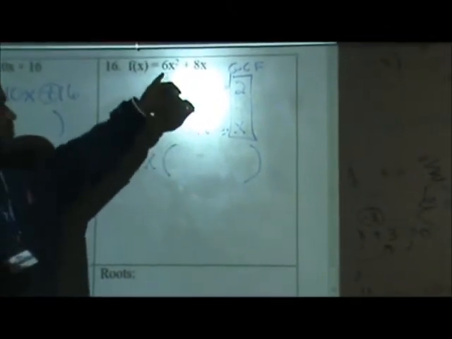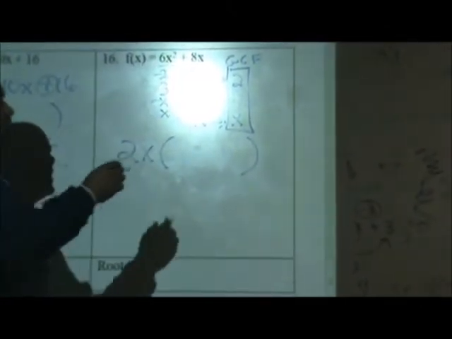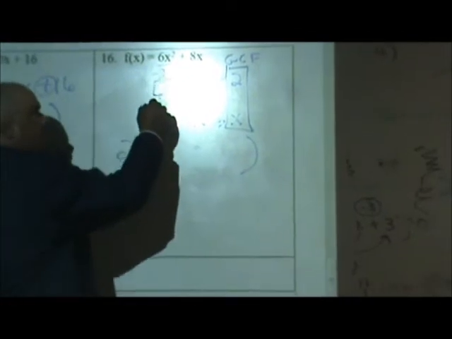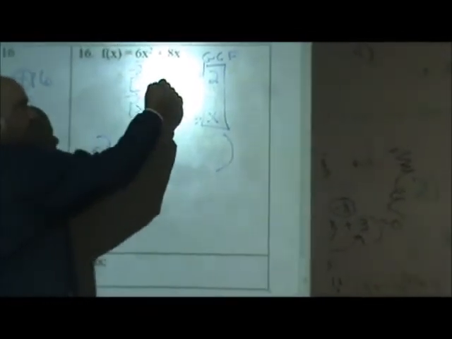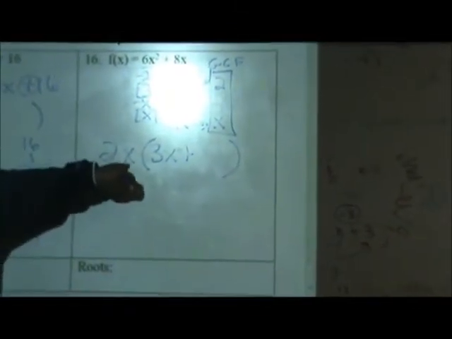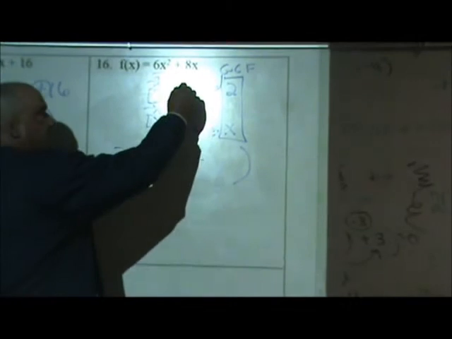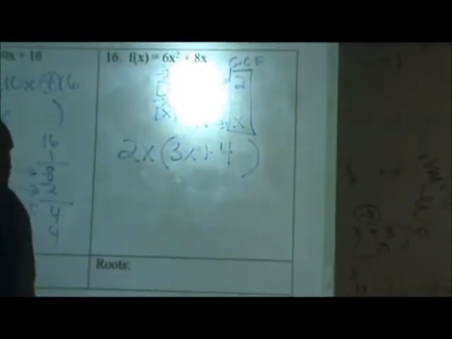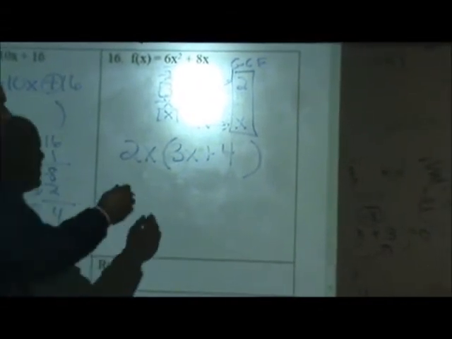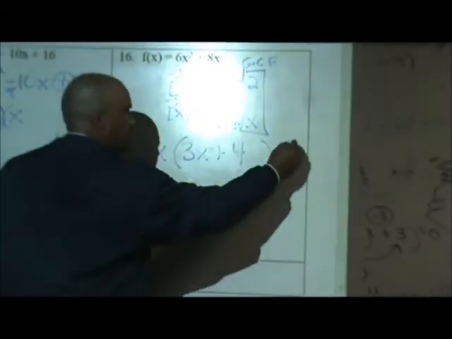Alright, what's left, or what I like to do, is 2x times what will give me a 6x squared? 3x. Okay? I have this plus sign. And now, what would I take 2x times to get 8x? 4. 2 times 2, 4. Okay? Now that you have the factors, Kevin, we're going to set them up equal to 0. I'm just going to put this over here to 0.